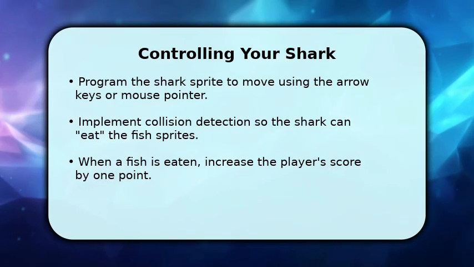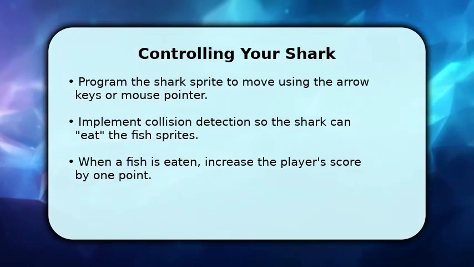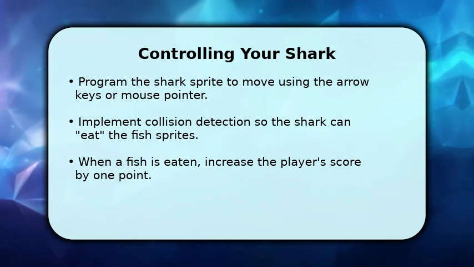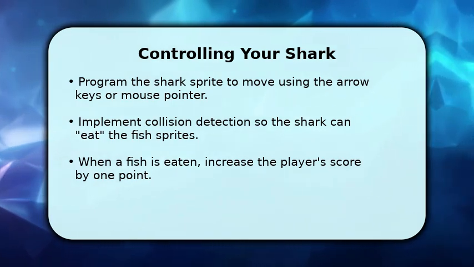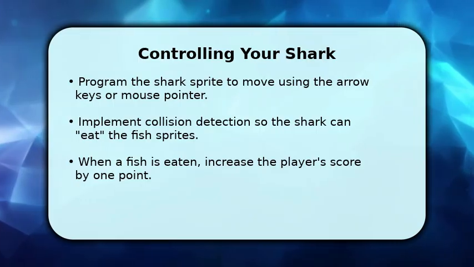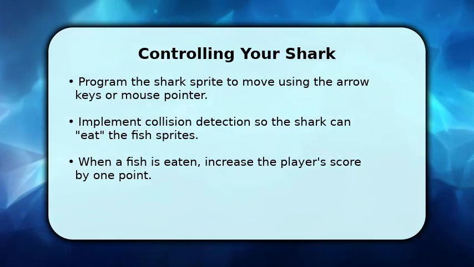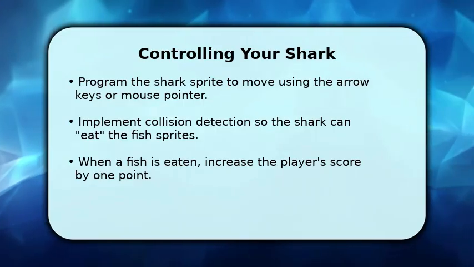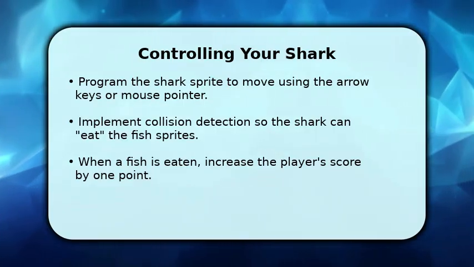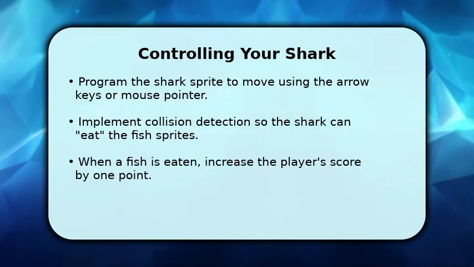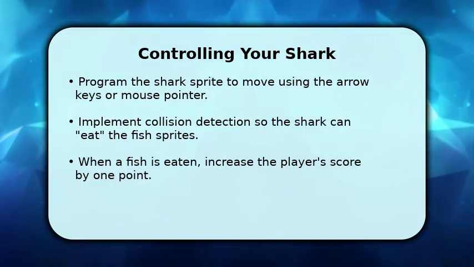Now let's get our shark moving. You can program it to follow your mouse pointer or respond to the arrow keys for movement. The next step is crucial, detecting when your shark touches a fish. When a collision occurs, the shark eats the fish. This action should increase your score by 1 point, and the eaten fish should vanish, only to reappear somewhere else on the screen, ready to be caught again.